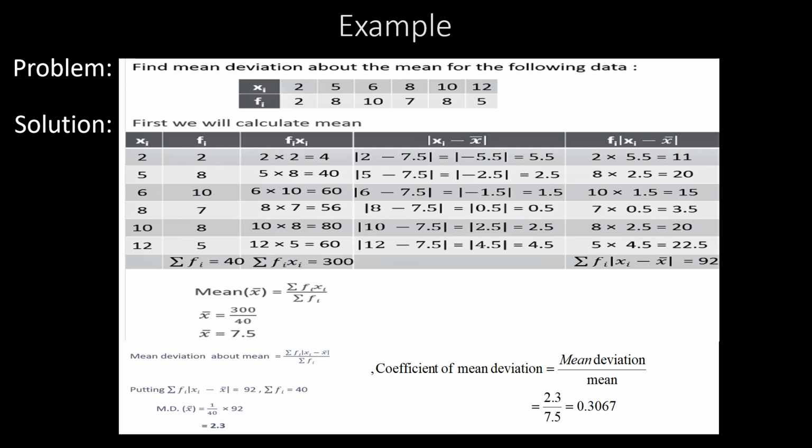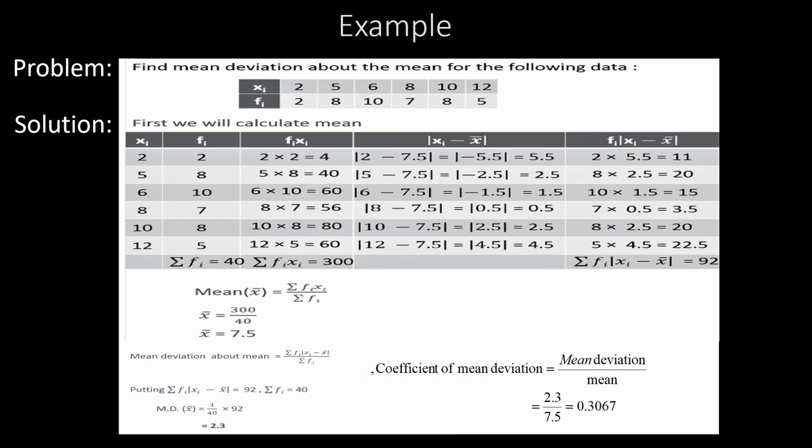Now, after finding the mean value, the procedure is the same again. First of all, we have to find the absolute deviations of observations from the mean. The mean is here 7.5, and the first observation you can see is 2. So 2 minus 7.5 is minus 5.5. As we are finding absolute deviations, we ignore the sign, so we get 5.5. In this way, find all the absolute deviations of observations from the mean.